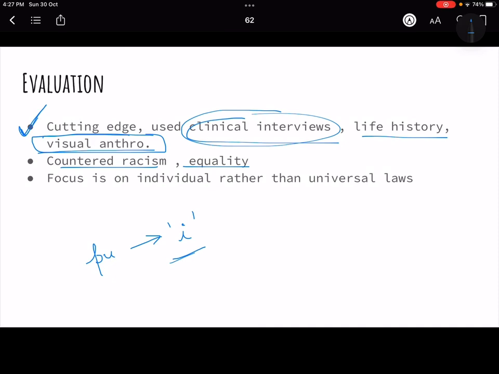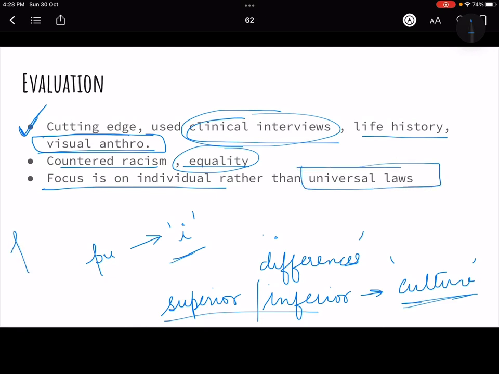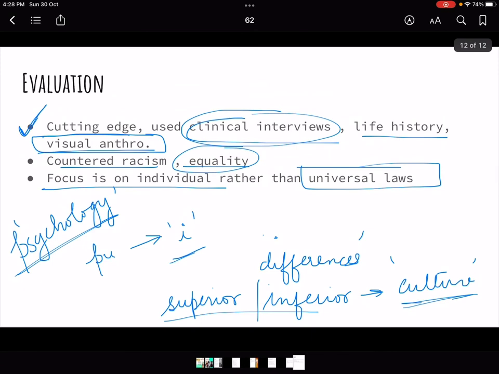So what happened from this? Racism tries to say that there are differences in people, but there are also similarities. That means nobody is inferior or superior. People are products of their cultures, because personality is largely developed based on the culture that they live in. So the concept of inferior and superior, they refuted, because people are products of their culture and that is why the question of inferior and superior does not even arise, okay? So they countered racism, they talked about equality, and the focus was a lot on the individual rather than creating any universal law, because basically they used individual psychology, or psychology of people around the world, with culture. So they were not giving any pan world hypothesis or universal laws, but they were talking more at the individual level, right? So this was all about the culture personality school.